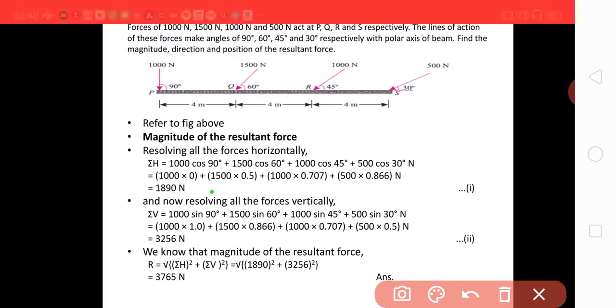Again applying the same formula, R equal to under root of summation H square plus summation V square, which comes out to be 3765 Newton.